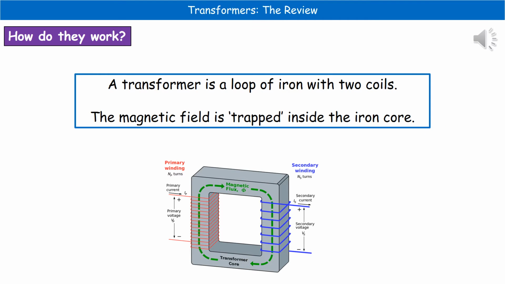So if we look at the structure of a transformer, what we have is this loop of iron. Around that we've got two coils of wire, one on the left hand side and one on the right hand side. And what we find is that as the current flows through our primary coil on the left, that's going to induce this potential difference, which causes a current to flow within the iron itself, and what we then end up with is a magnetic field being trapped, if you like, within the iron core.